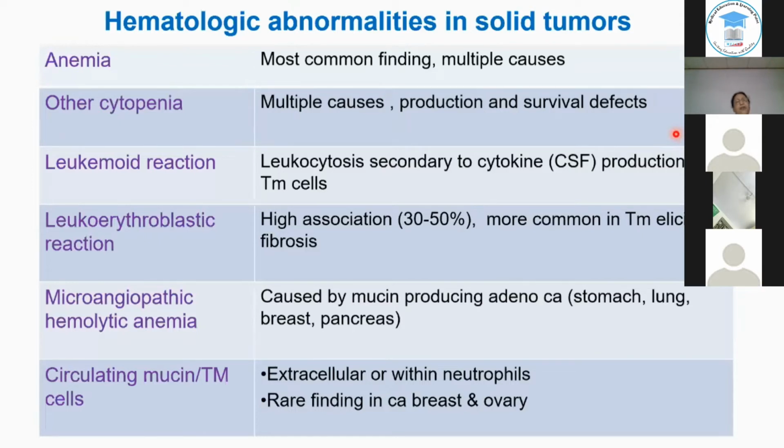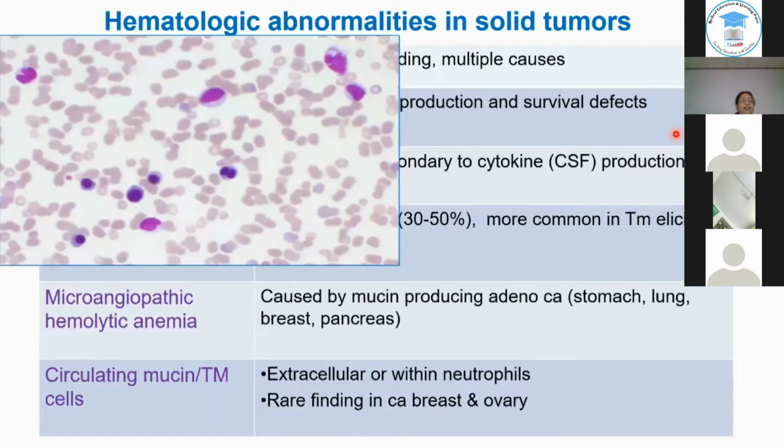Then there may be leukemoid reaction. This leukocytosis is secondary to cytokine CSF production by the tumor cells. And you may also get leukoerythroblastic picture, which has high association. It is seen in approximately 30 to 50% of cases, and it is more common in those tumors which elicit fibrosis. So what happens in the peripheral blood? You see these immature cells of erythroid series as well as WBC series.